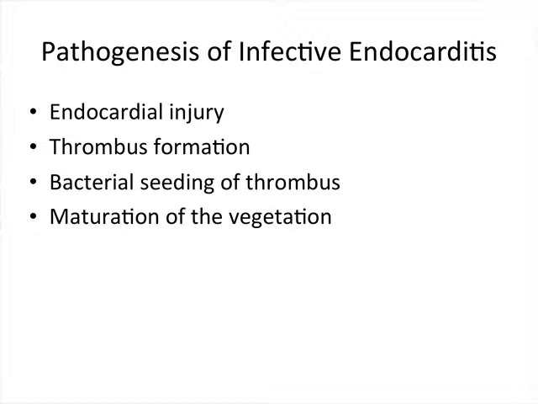Endothelial damage then triggers sterile thrombus formation with deposition of fibrin and platelets. Once the thrombus has formed, transient bacteremia can seed the thrombus, and blood-borne bacteria adhere to the damaged endocardial surface through adhesins, which are special adhesive properties associated with certain bacteria. Finally, maturation of the vegetation occurs as a result of further fibrin deposition and bacterial proliferation. The vegetation contains primarily fibrin, platelets, and bacteria. There's no vasculature, thus there are no phagocytic cells.